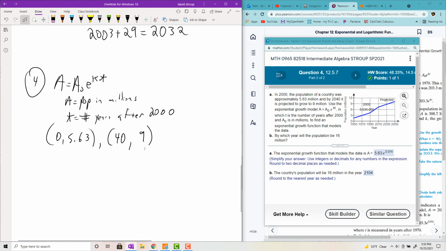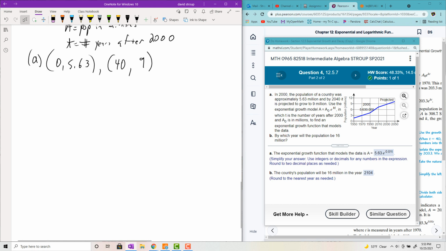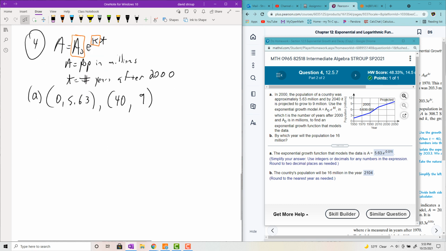So for part A, what they want you to do is use that information to fill in the blanks in your formula. You need a sub 0 and you need k, and then you'll be able to use that formula to do whatever they want you to do. So a sub 0, from above, we know that's just 5.63 because that's the initial value.